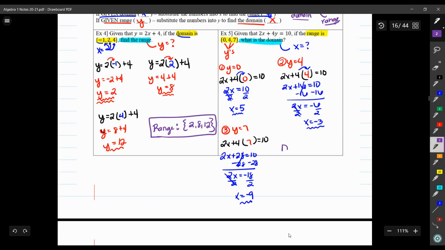So my domain for this one is now, we have negative 9, which is actually the lowest right here. Then negative 3 is the second lowest, and then 5 is the highest. So this would be my domain for this function given this certain range value.